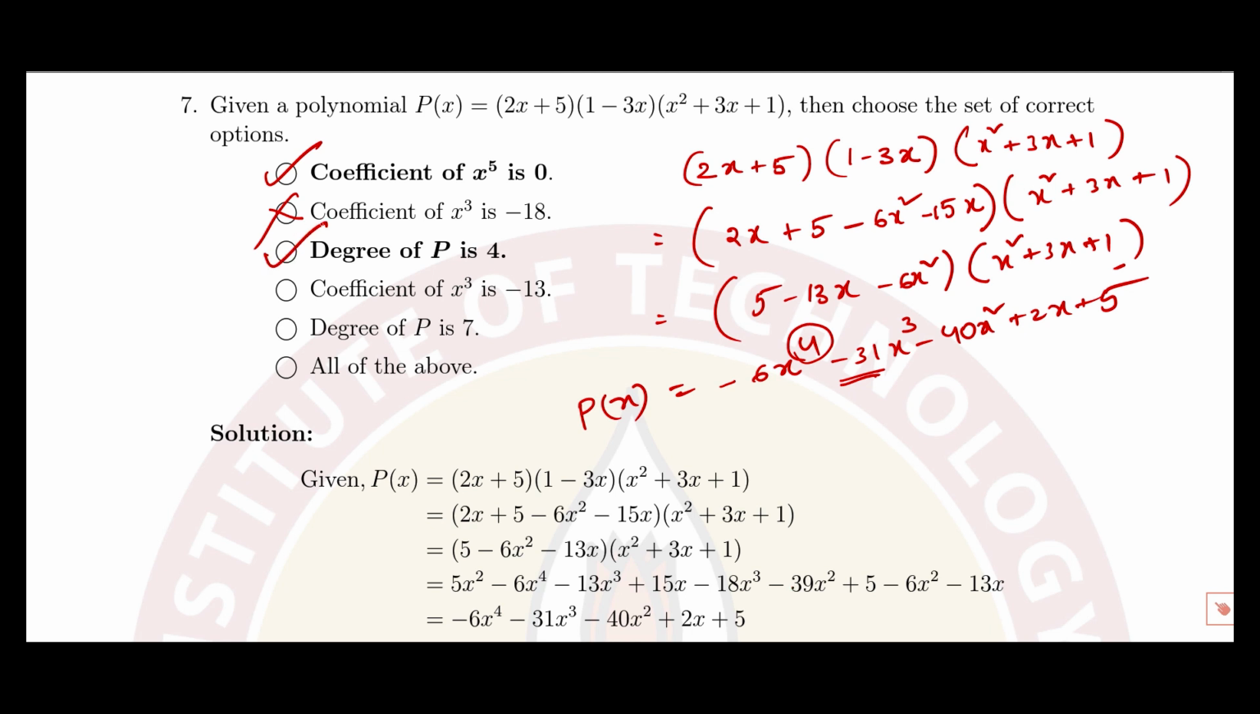Coefficient of x cube is minus 13. We have just now seen that the coefficient of x cube is minus 31. So coefficient of x cube is minus 13 is false. Degree of p is 7, which is anyway false. Degree of p is 4. All of the above are correct. So we have 3 wrong answers, so all of the above will also be wrong. So the answer to this question is 1 and 3.